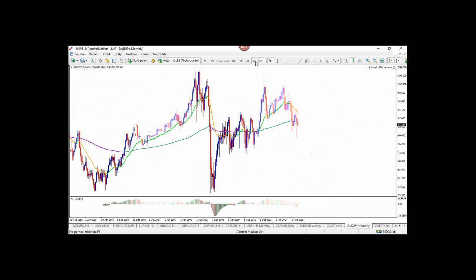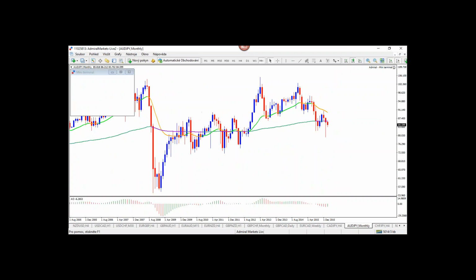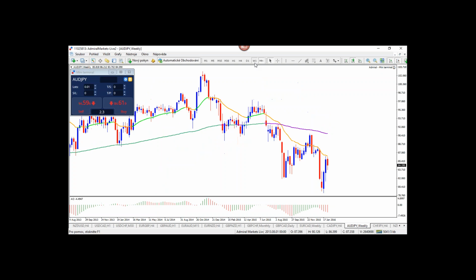Let's get a bit of a feeling for this chart because I haven't looked recently. So let's take a look at the monthly. We see a big wick last month. We see a downtrend on the monthly as well. Weekly chart, we see prices in a channel to the downside.